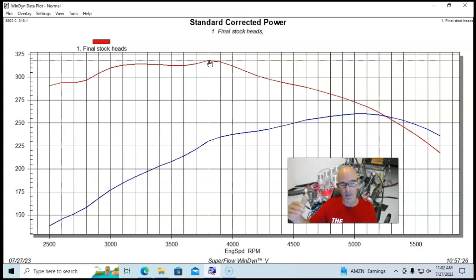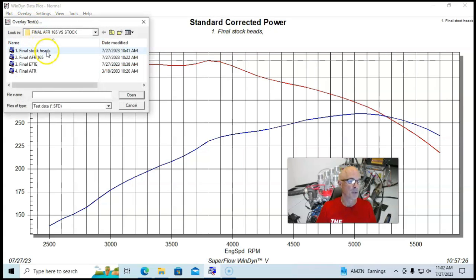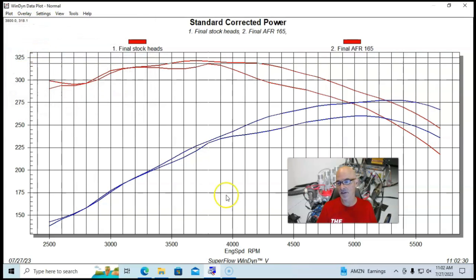and changing everything basically. But in this case, we did the cylinder head test first, and this was an interesting thing because here's what happened. We put the Airflow Research 165 heads on. These things had 58 to 59 cc chamber, so it wasn't a big change in static compression.